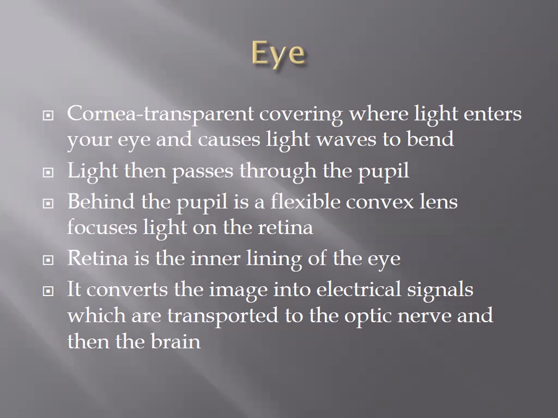Behind the pupil is a flexible convex lens that focuses light on the retina. The retina is the inner lining of your eyes. That's where your nerve cells are in the eye, and it converts the image to electrical signals, which are transported to the optic nerve, and then to your brain.